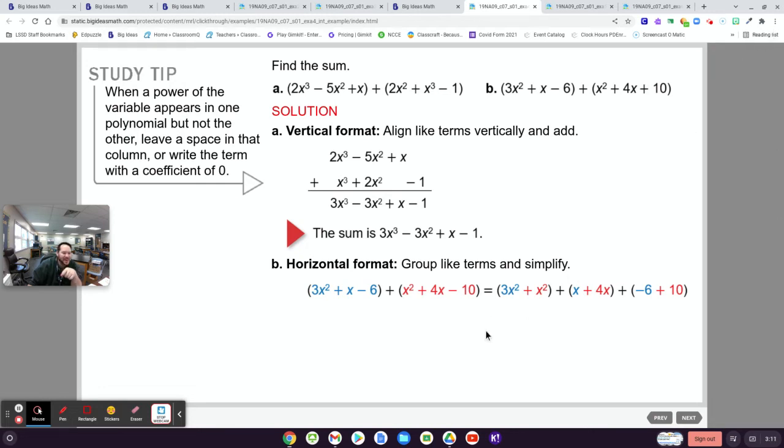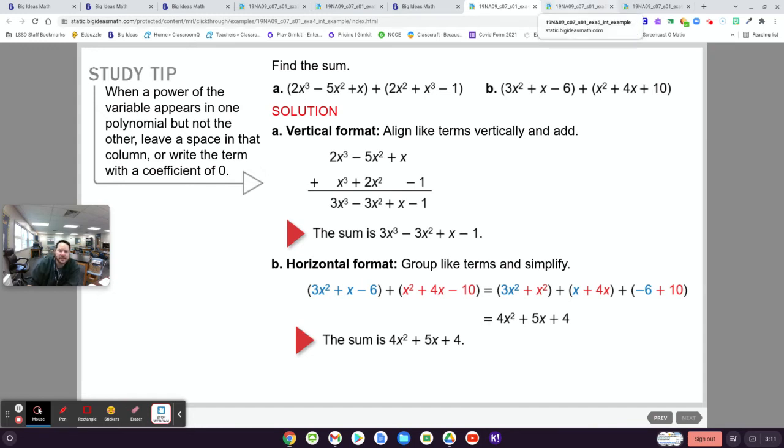They made a typo right here. If you're copying this down, this one right here, that should be a plus sign. They made a mistake there. All right, so then you add up the like terms, and it should be positive 4 because you're adding a negative 6 and a positive 10. And there we go. So another great example, again, if you're copying this example down, make it a plus sign. They messed up there.